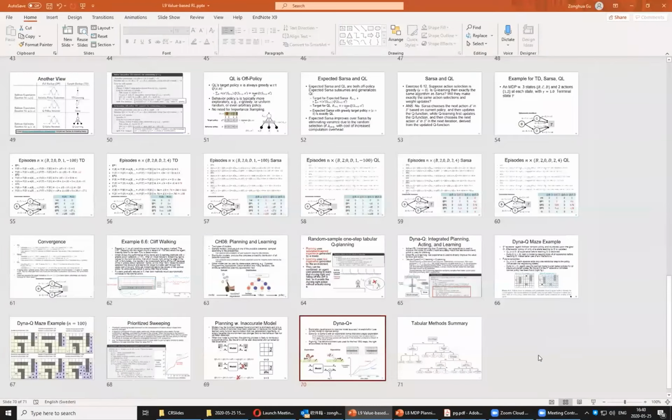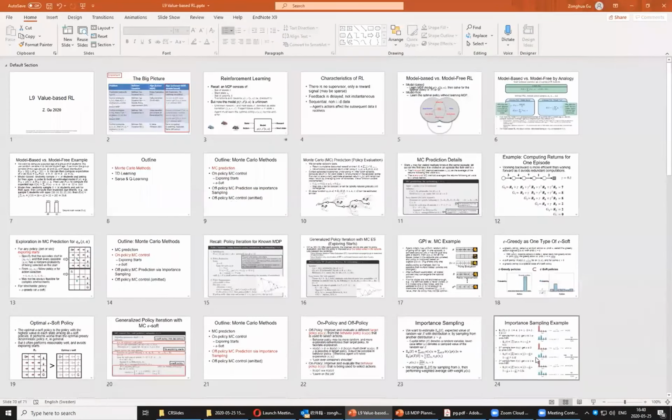So any questions on this value-based RL?